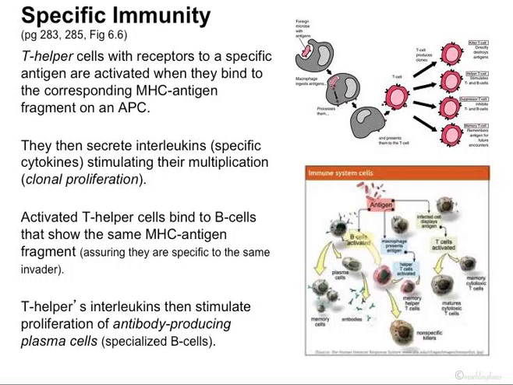Remember, that's a cell, a macrophage, that has eaten one of those foreign invaders, and presents their antigen on the surface combined with the MHC. So that's then the molecular alarm saying, hello, we got a problem. Then activated T helper cells will do a few things. They bind to the B cells that show also the same MHC antigen fragment.